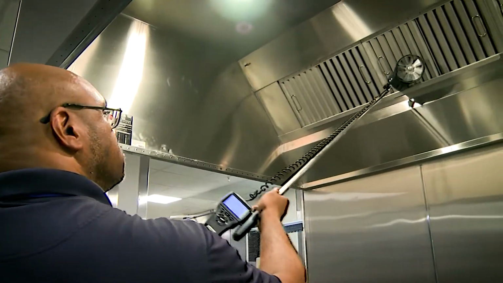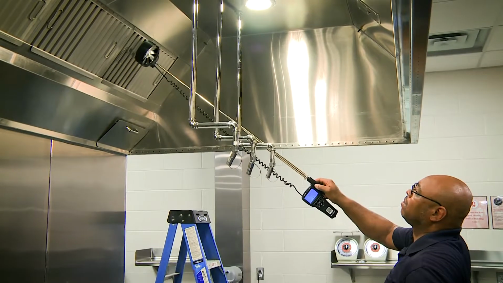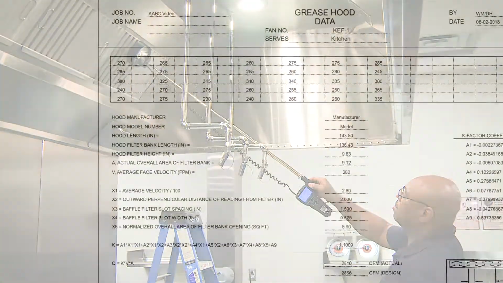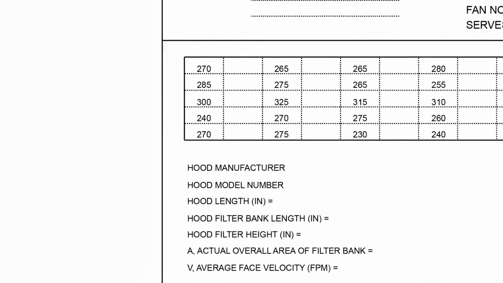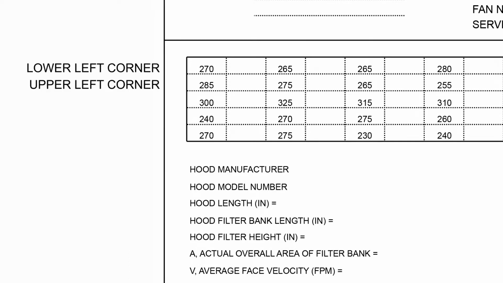The velocity readings are taken on each filter in 5 locations, with the vane anemometer flush with the filter. Each of the filter velocity readings were recorded in the columns on the grease hood data form in the following order. Row number 1, position lower left corner. Row number 2, position upper left corner.